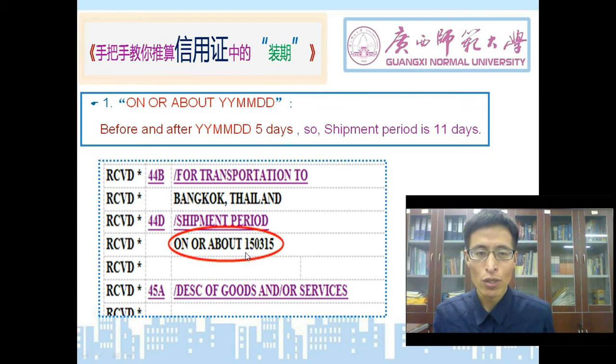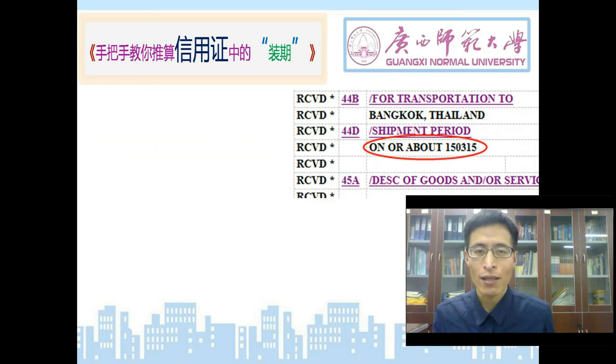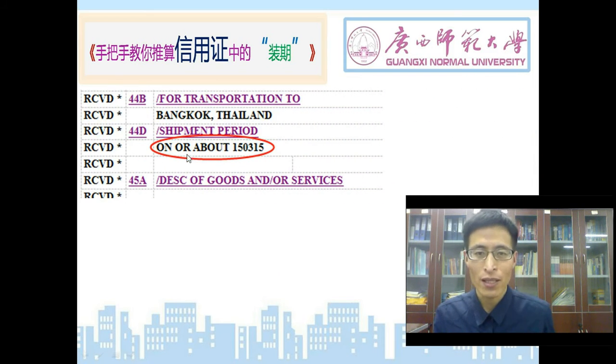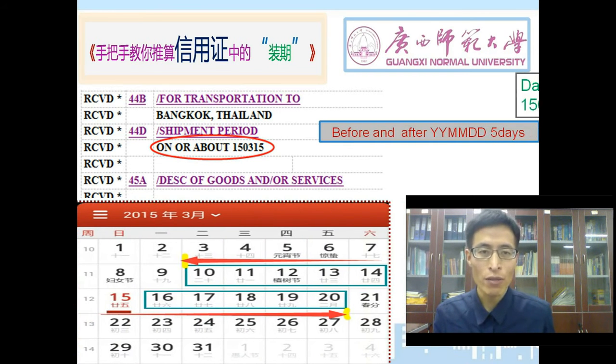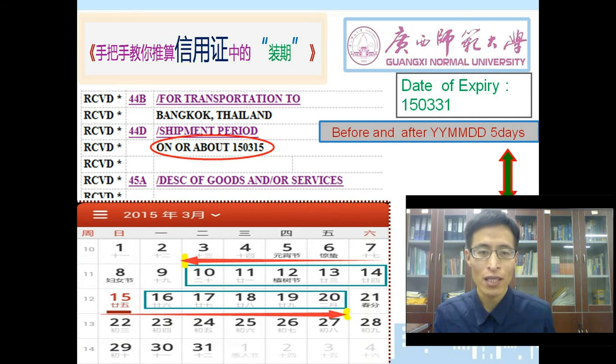Okay, next let's use a calendar to illustrate this period of shipment. In the calendar here, if you see this expression on or about 15/03/15, the shipment period should be from 10th to 20th in March 2015. So here we know from 10th to 20th, that is 11 days.